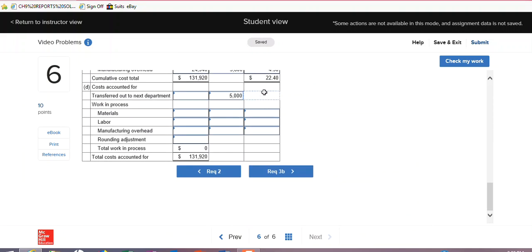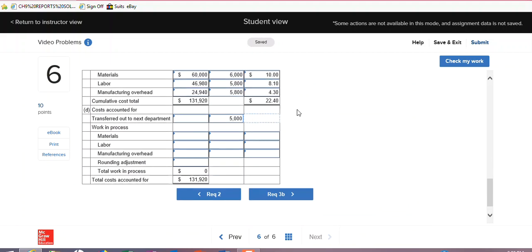When we transfer out units, we're going to do it by the unit cost. So we've got 5,000 units. Each of those units cost $22.40. And we know that because we just calculated it in this section above. So put your units in, put your total cost in. Then you can figure out what cost total were transferred by taking the 5,000 units and multiplying it by $22.40 per unit. Gives you $112,000 that you transferred out in cost.